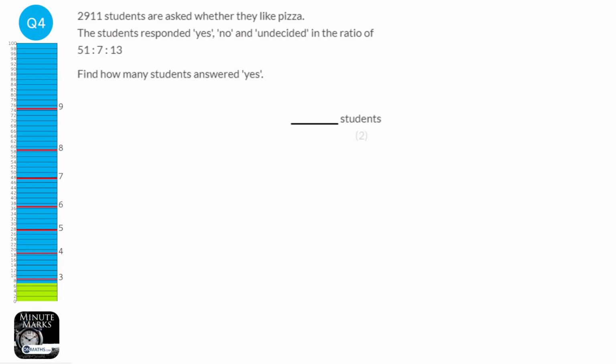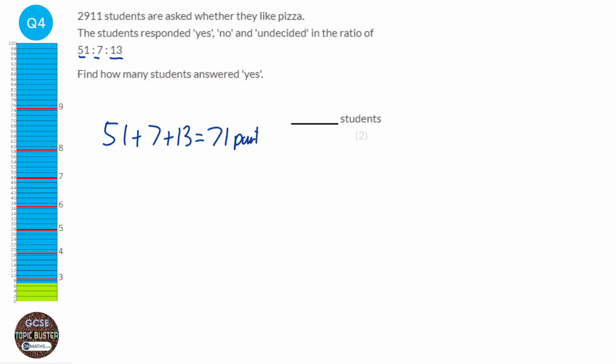We've got to first of all work out how many parts there are altogether in our ratio. So we've got 51 saying yes, 7 saying no, and 13 undecided. So altogether, we've got 51 plus 7 plus 13, which is 71 parts. Now each part is equal.